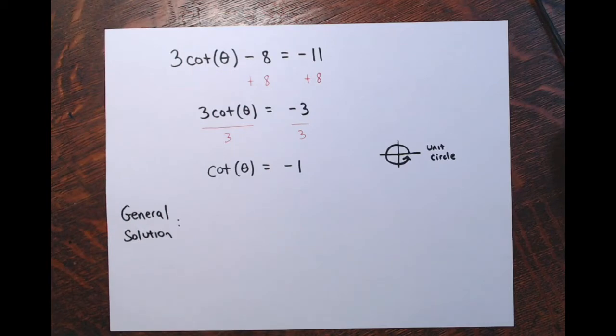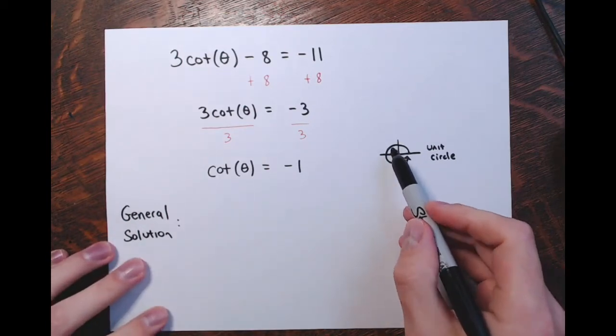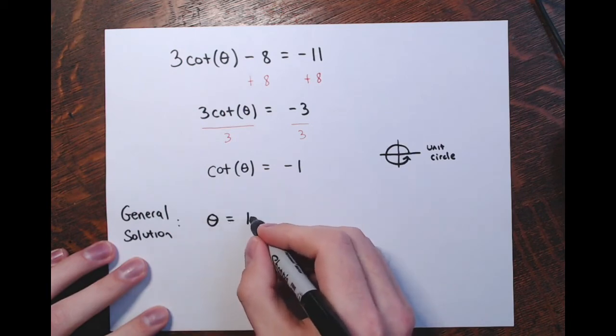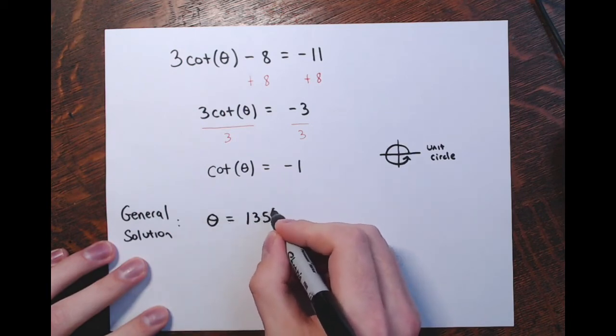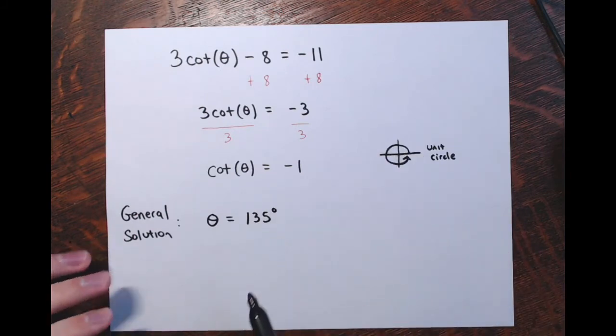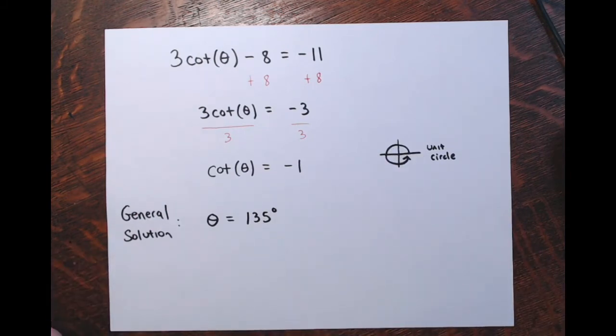So one of those would be 135 degrees. This is an angle in quadrant 2. The cosine would be negative square root of 2 over 2, and the sine would be positive square root of 2 over 2. They're opposite, so the cotangent would be negative 1.